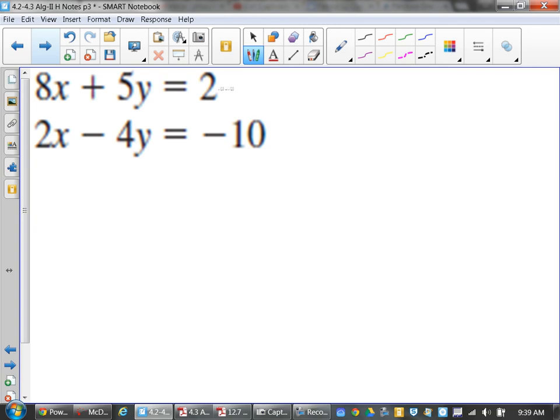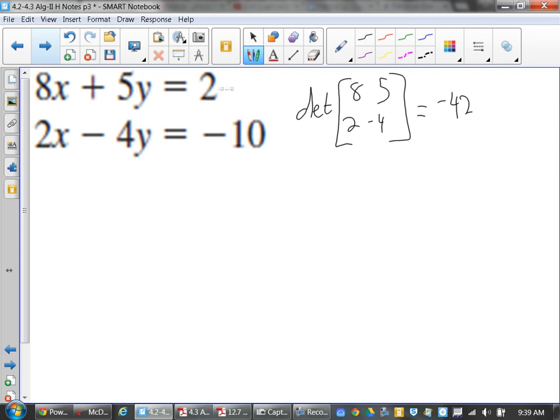Same idea. First thing you do is you take the coefficients and create a matrix from the coefficients of the system. Find its determinant right away. So we're going to find the determinant of 8, 5, 2, negative 4. Negative 32 minus 10, negative 42. All right with that? Okay.